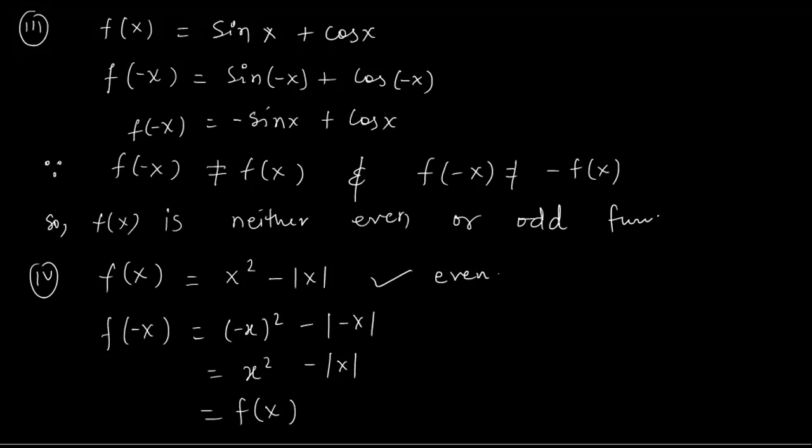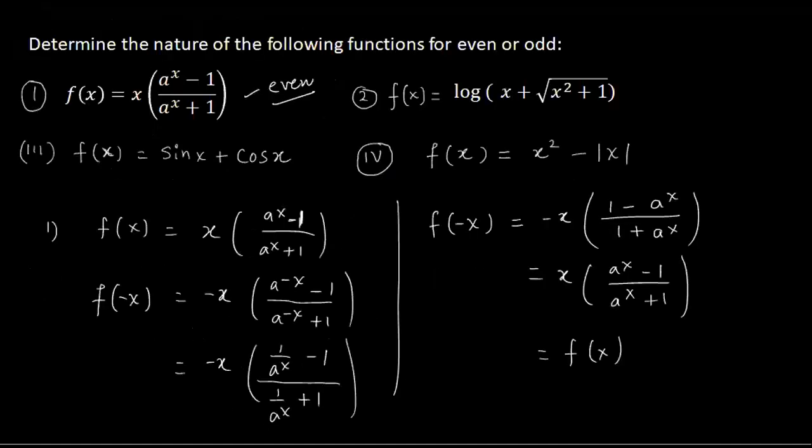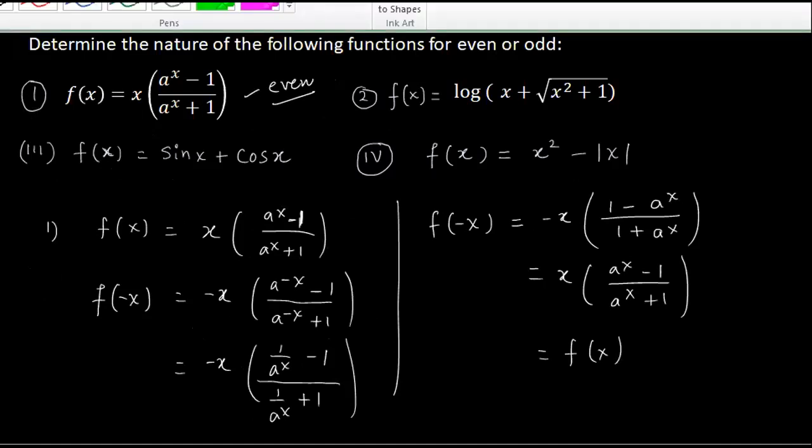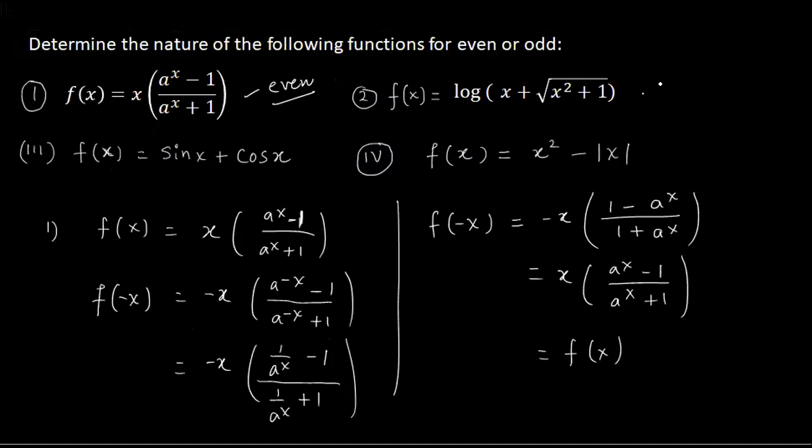So in the question list, basically we find the first function is even. Our second function is odd. The fourth is also even. And the third one is neither even nor odd. So basically, we did these examples to understand what odd and even functions are.